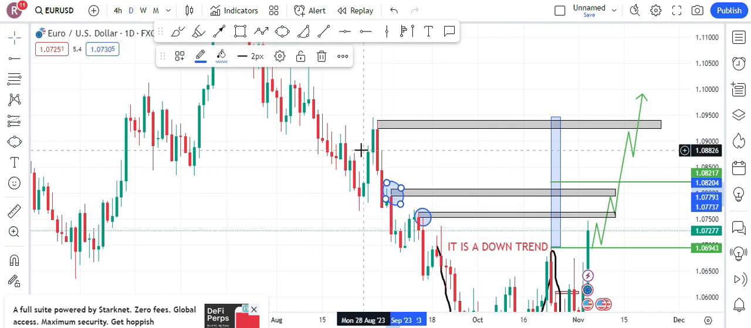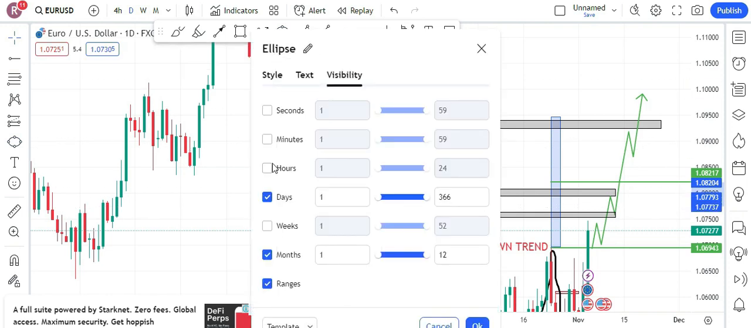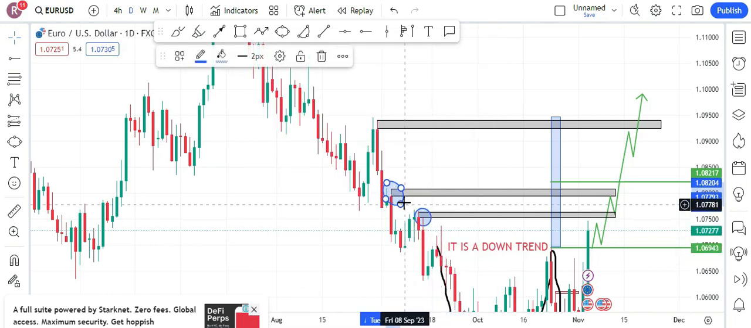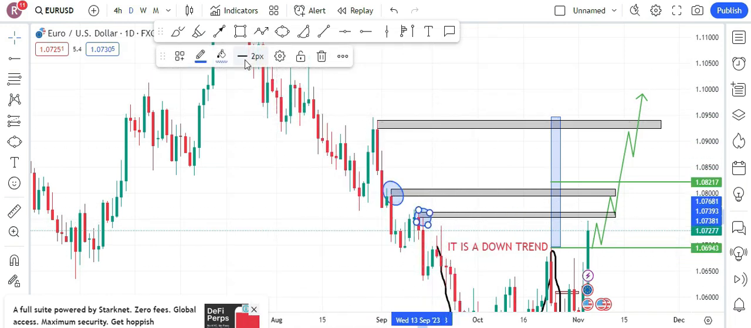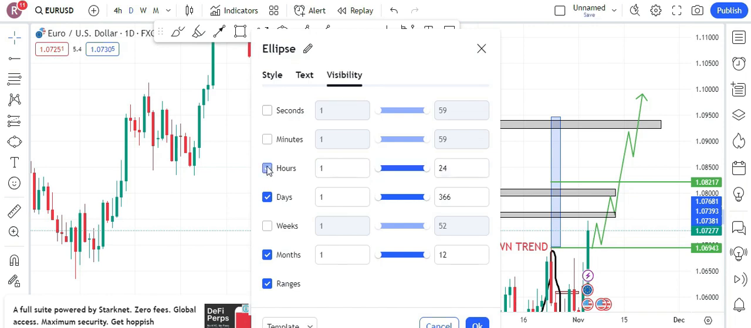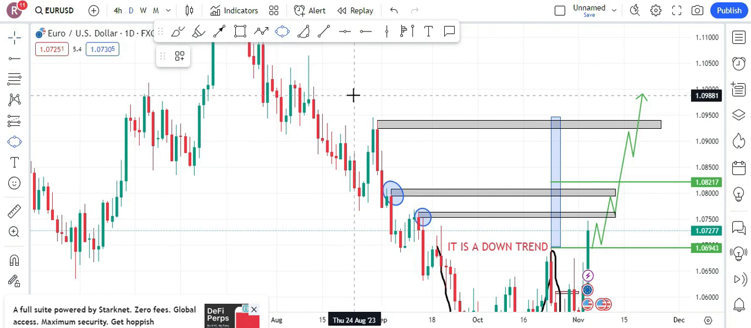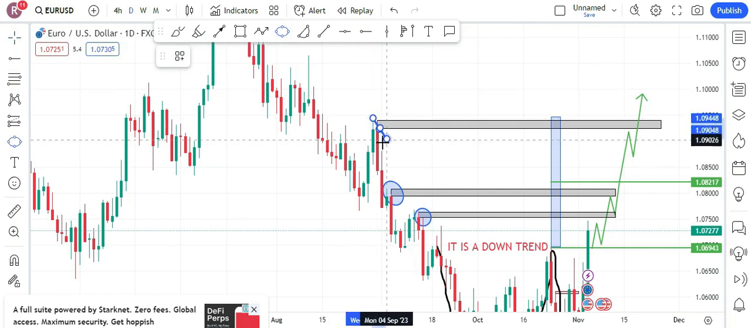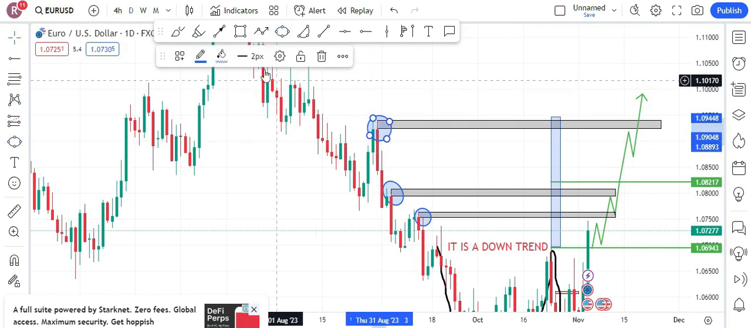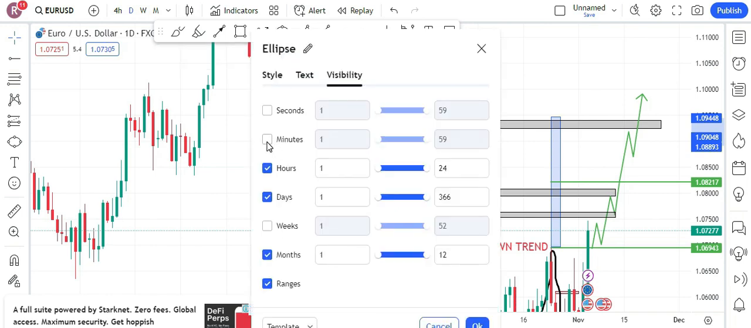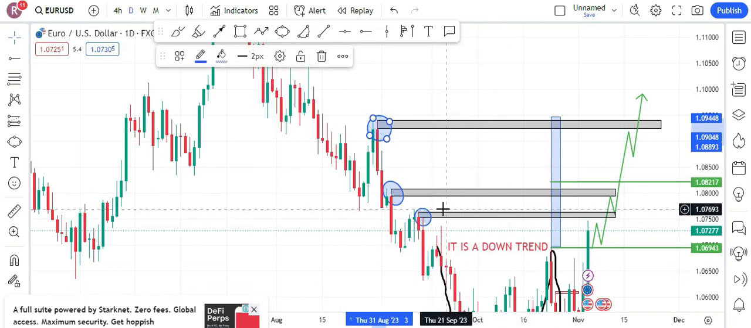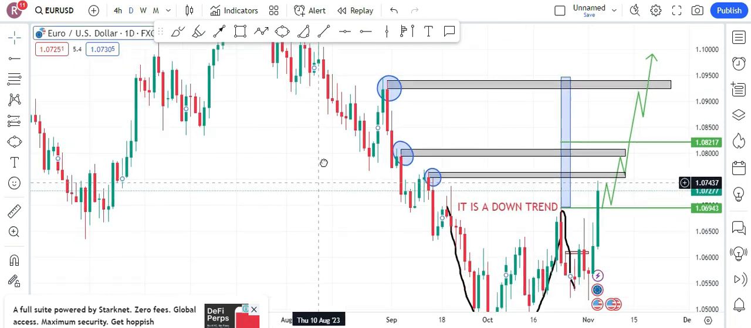Any resistance or support, I repeat it again, any resistance and support, if it is in 2 time frames, it is weak. So please keep that in mind. And if any resistance or support is in a single time frame, it is very strong. So we have 1, 2, 3.